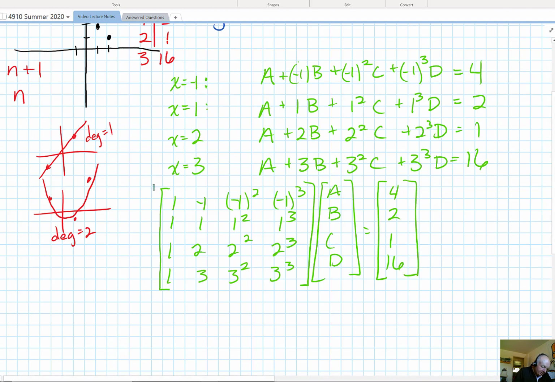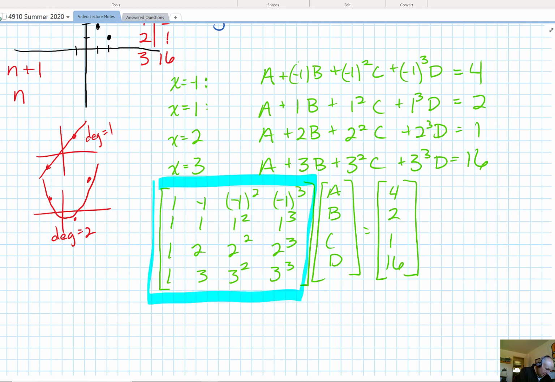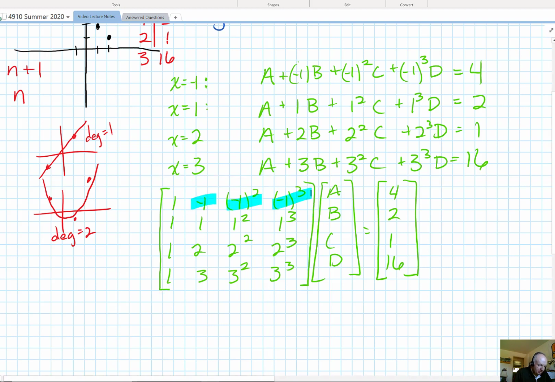This matrix right here, and this is why we wrote it in ascending order, so that we could easily see the pattern. Look, this row starts with 1, then the x coordinate of our first point to the first power, to the second power, to the third, right? And then 1, x coordinate to the first, to the second, to the third. And so you get this nice predictable pattern.